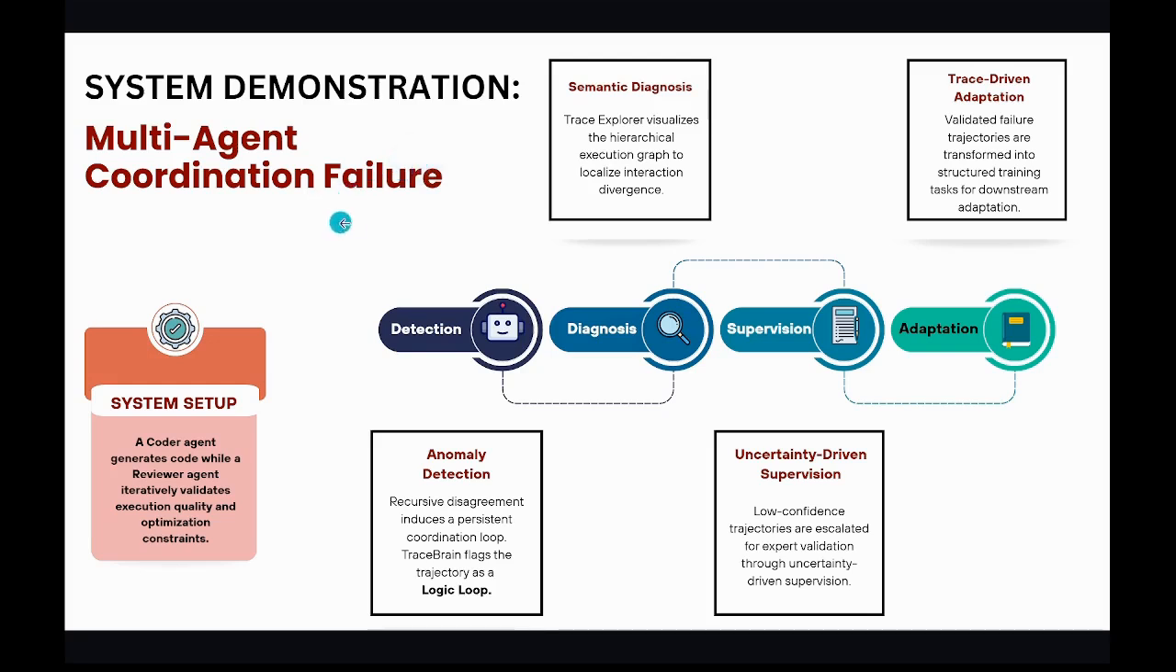To demonstrate TraceBrain's capabilities, we present a system demonstration involving a multi-agent coordination failure. Our setup features a coder agent and a reviewer agent iteratively validating code. We will walk through how TraceBrain handles this anomaly through 4 steps: detection, diagnosis, supervision, and adaptation.